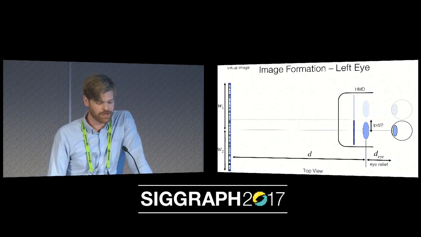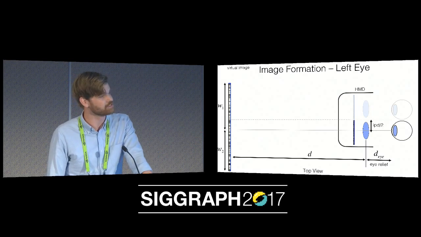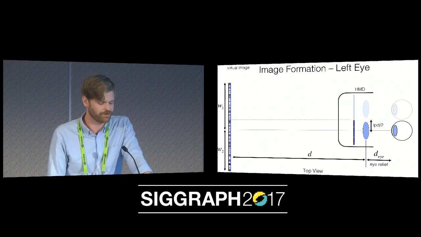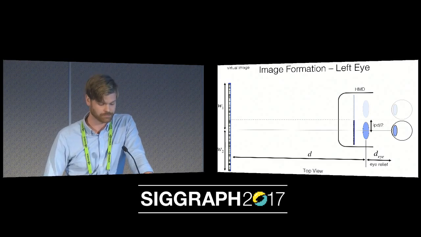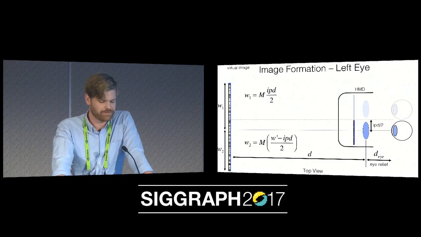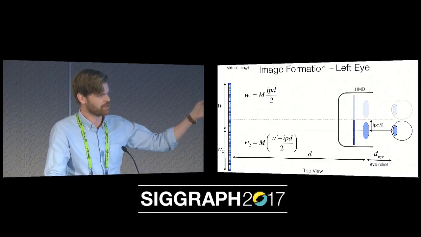Essentially what that means is the lens isn't aligned with the center of the display, so the distance to the right of the center of the display, W1, will be greater than or less than W2, which is the distance to the left of the center of the display. We can define these parameters by these equations. It's just the magnification of half of the IPD and essentially half of the display minus that distance.